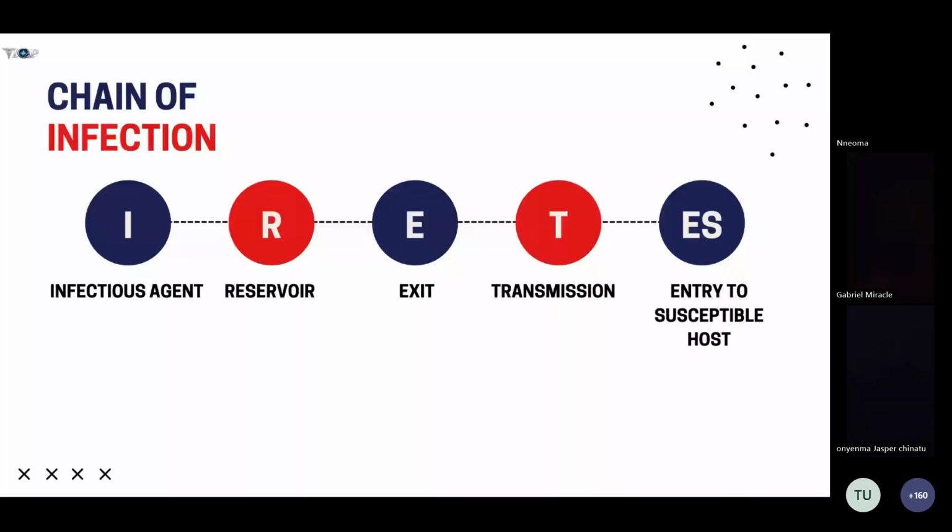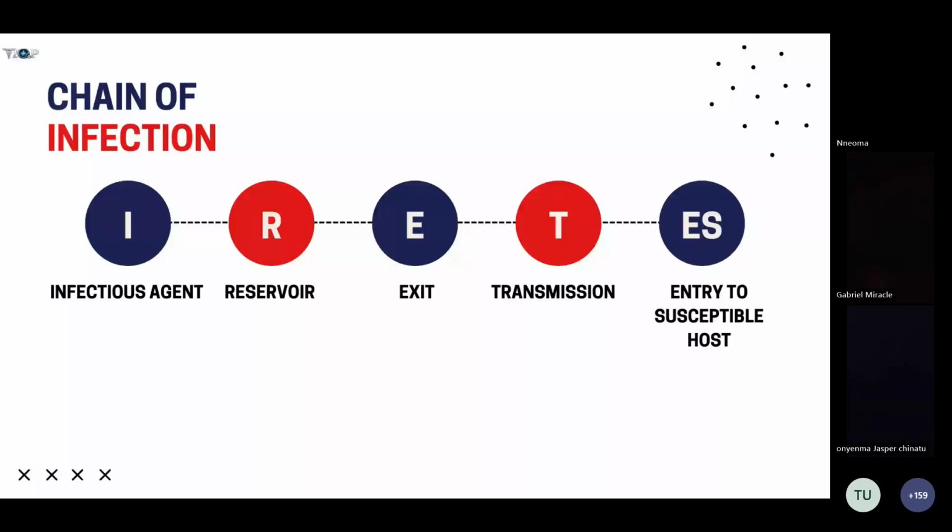Now, entry to a susceptible host. They told us back then, use nose masks, use this, use that, and if you are refusing to use it, then you are a susceptible host. It enters, and then the person contracts COVID-19. We understand that illustration. If you understand, kindly type in the chat box that you understand that illustration. Do we understand? Very good.